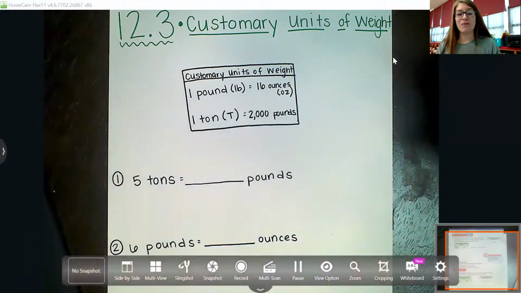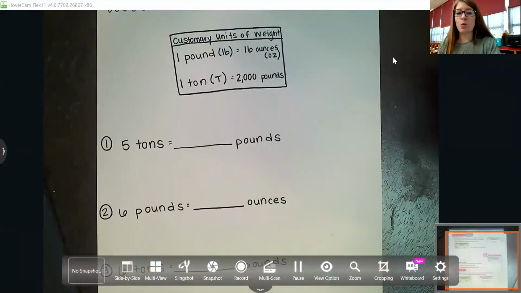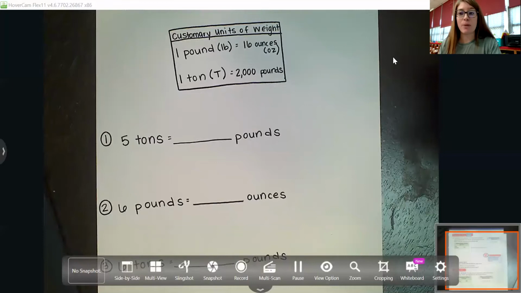And the way we use the conversion chart is going to be very similar to the way that we used our conversion chart on Tuesday. We are going to be taking it and multiplying to find our answer. All right, so let's jump right in and let's look at number 1. 5 tons equals how many pounds?